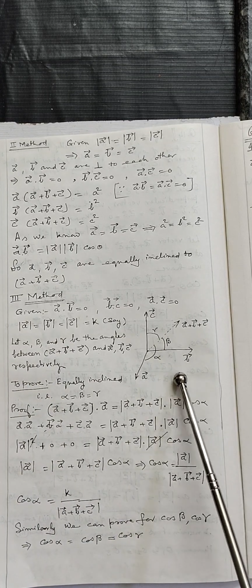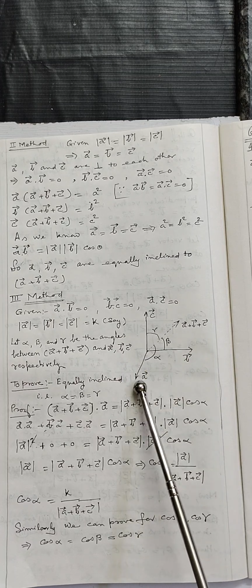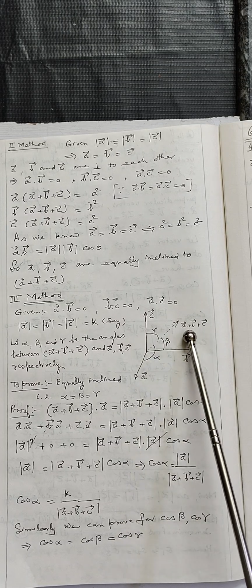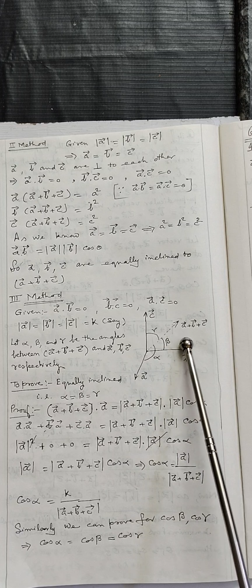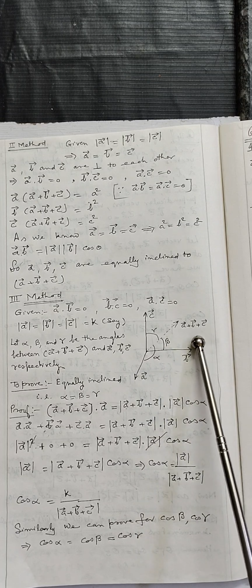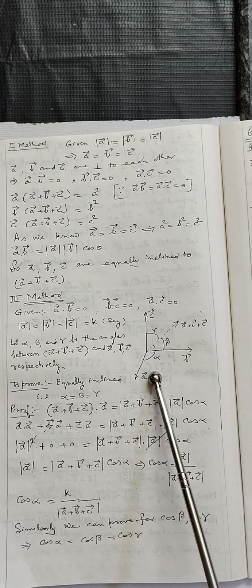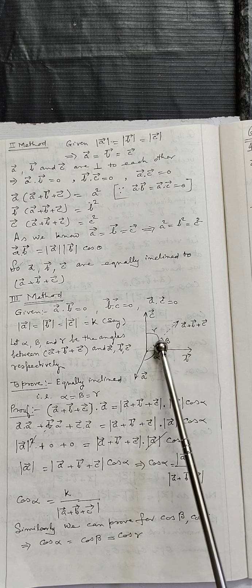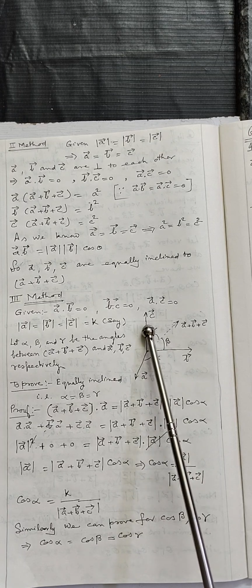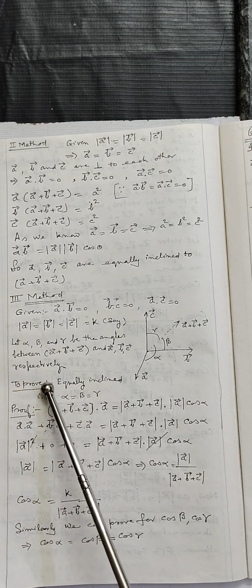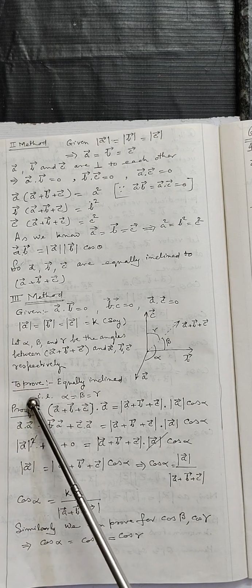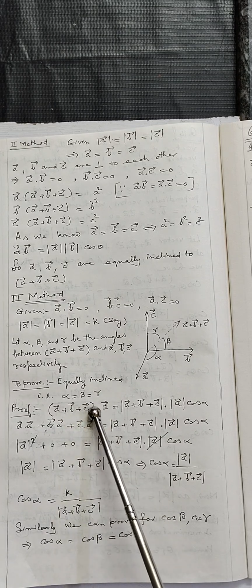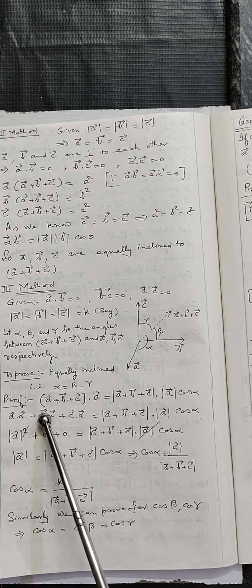अब देखिए यहाँ पर vector A, vector B and vector C, these are perpendicular to each other, and the summation of these three vectors makes angle alpha with A, beta with B and gamma with C respectively. We have to prove that equally inclined means we have to prove that alpha is equal to beta is equal to gamma. The proof will be like this.